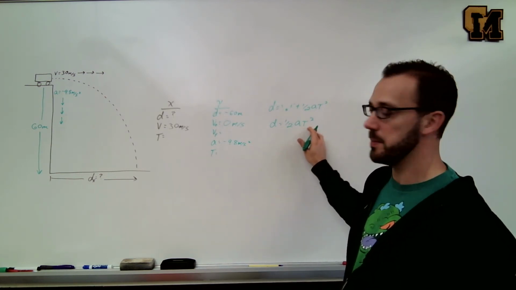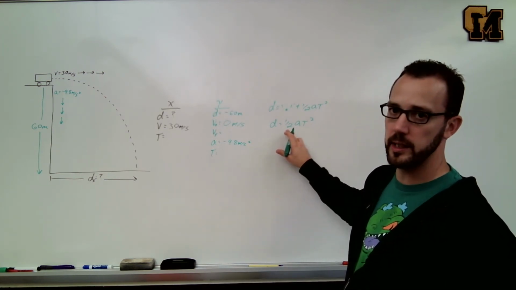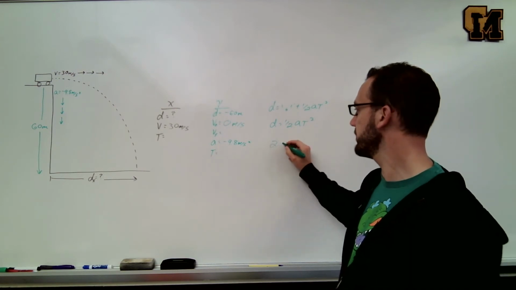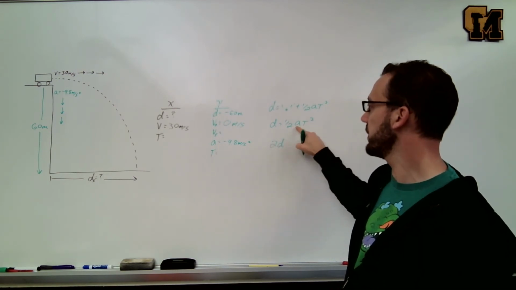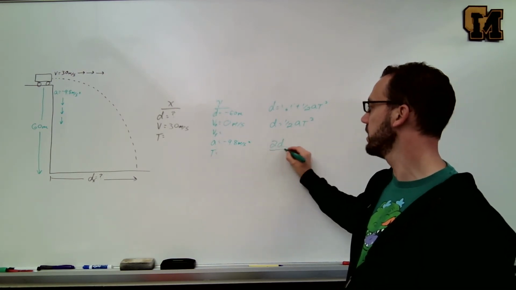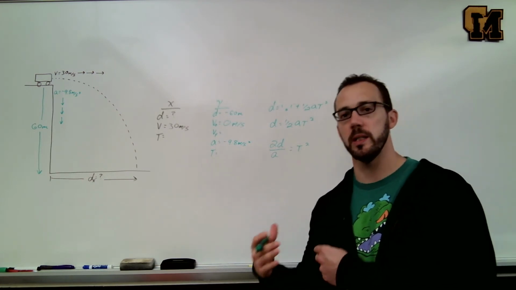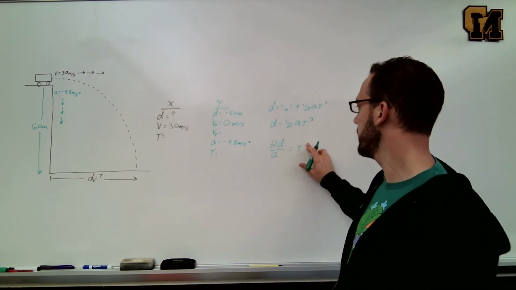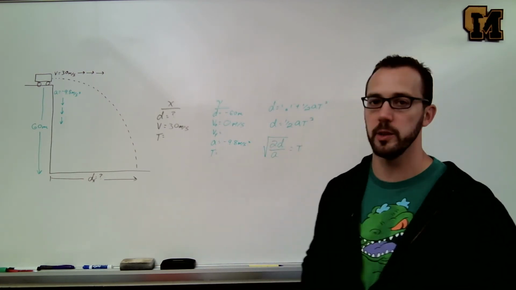Rearranging this for time, I'm going to multiply by 2 to get rid of the half. So on the left side, I now have 2d. I'm going to divide my a over. So now that's in the denominator. And that's going to leave t squared on the right. But I don't want t squared. I just want t. So to get rid of a squared, I do a square root.